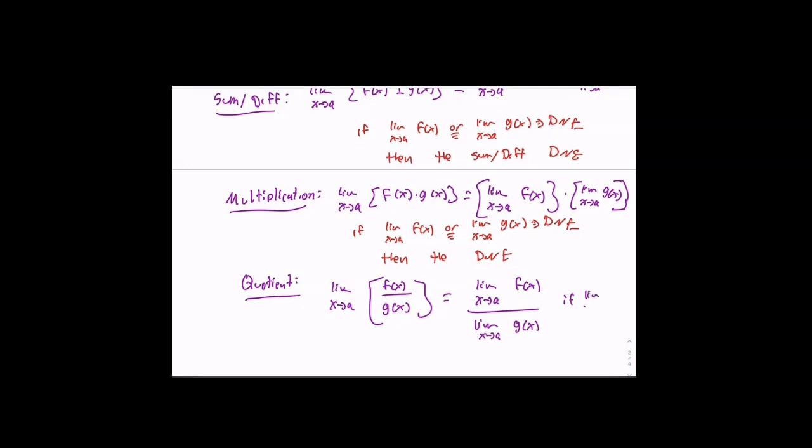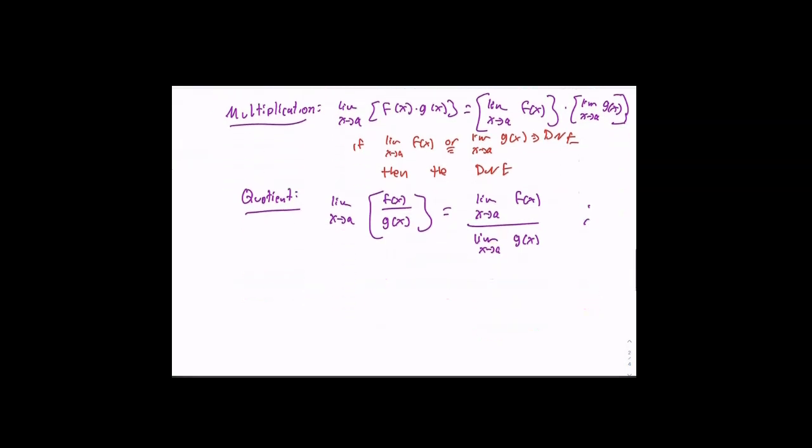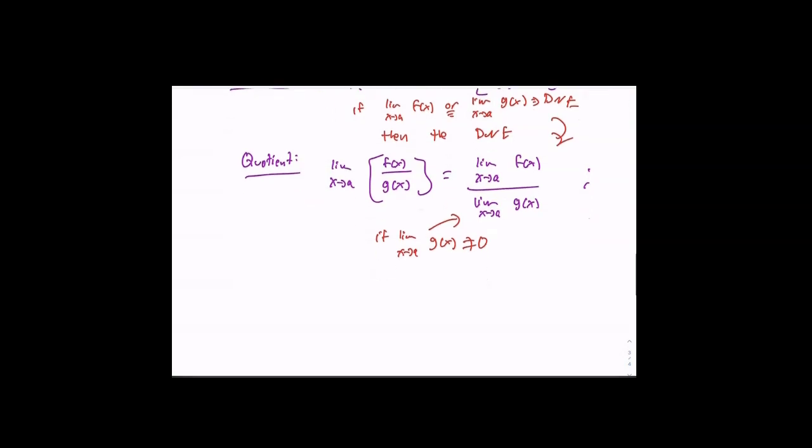If the limit as x approaches a of g of x does not equal 0, or of course does not exist. So if the denominator is 0, there's some special circumstances that we will get into and we will learn about it, but the denominator can equal 0. If you get a constant divided by 0, then the answer is does not exist.